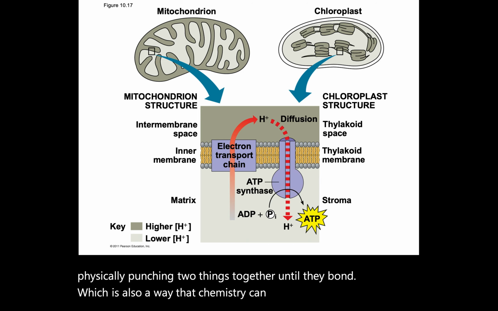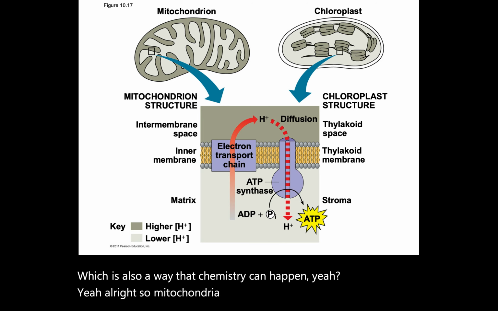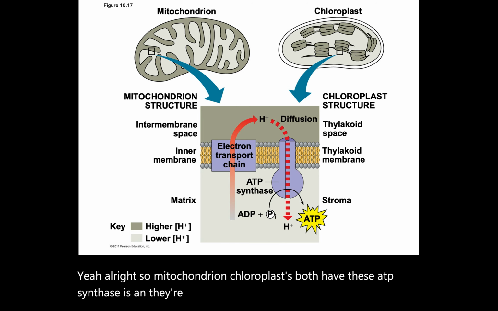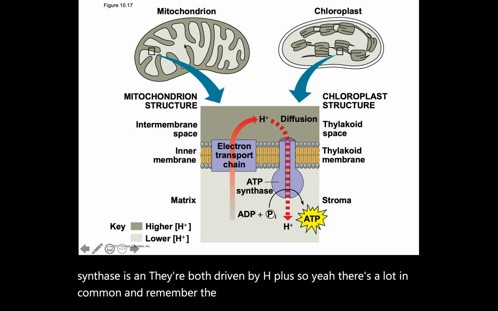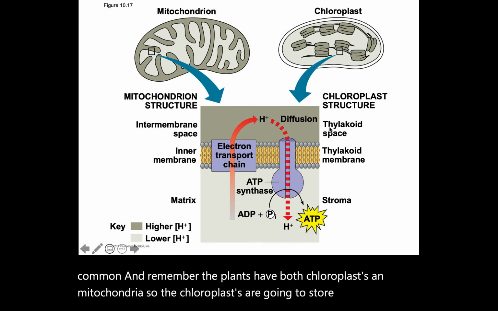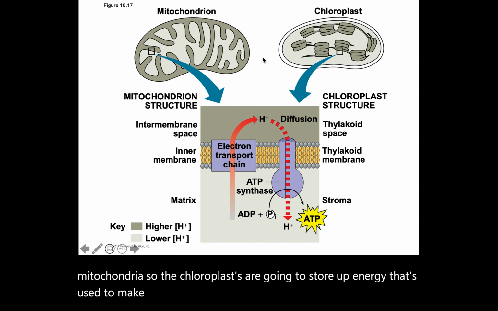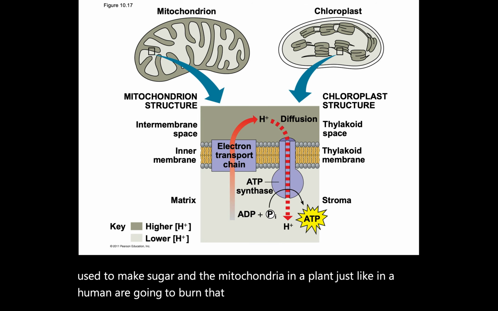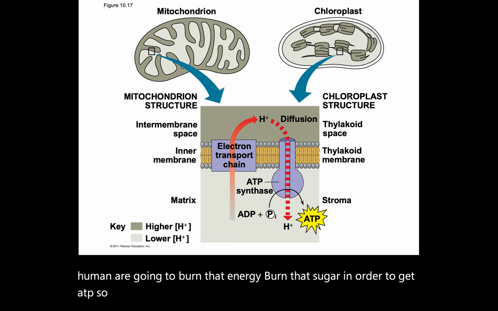All right. So mitochondria and chloroplasts both have these ATP synthases, and they are both driven by H+. So there's a lot in common. And remember that plants have both chloroplasts and mitochondria. So the chloroplasts are going to store up energy that's used to make sugar, and the mitochondria in a plant, just like in a human, are going to burn that sugar in order to get ATP. So plants just go one extra step.